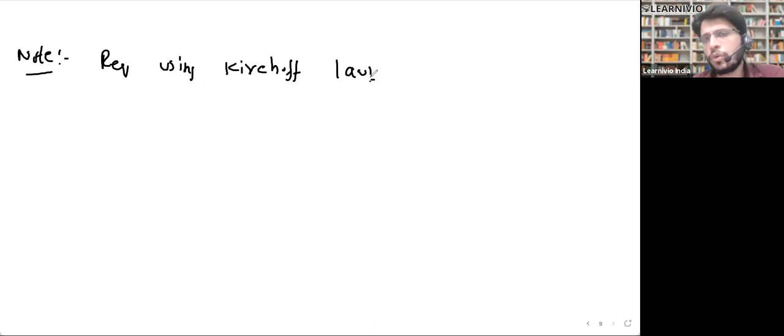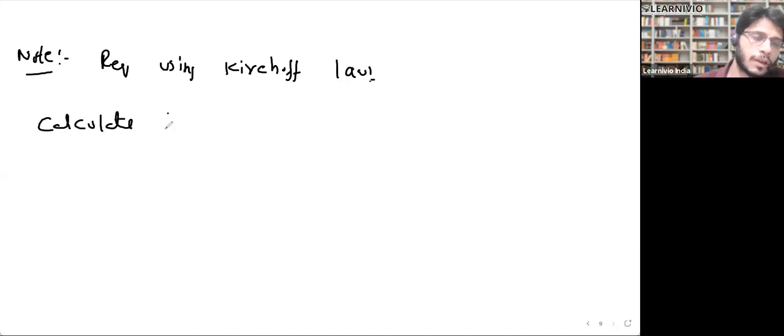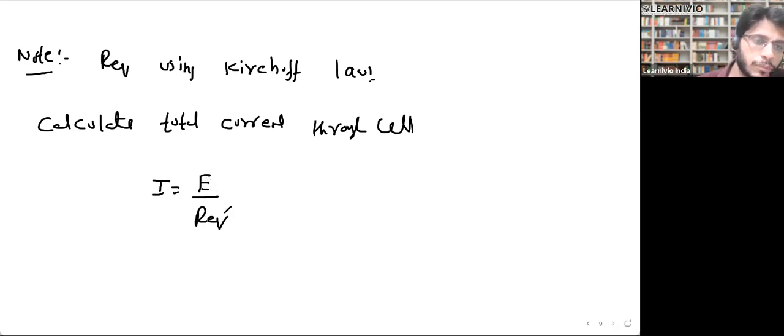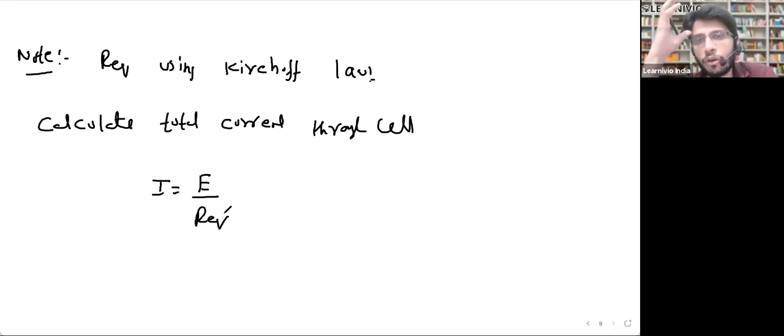To calculate R equivalent, the first step is to get the value of total current. Calculate total current through the cell. If you have a cell in a circuit, get the value of total current through the cell. You can write total current as total EMF divided by R equivalent. If you remember your circuit, series and parallel combination of resistors, there we have written that total current is total voltage by total resistance. Total voltage is the EMF of the cell.